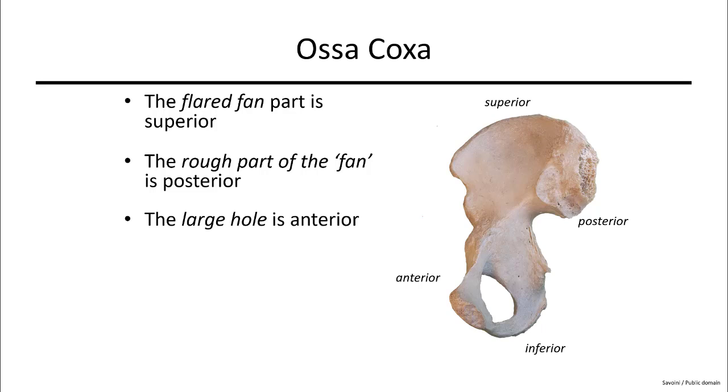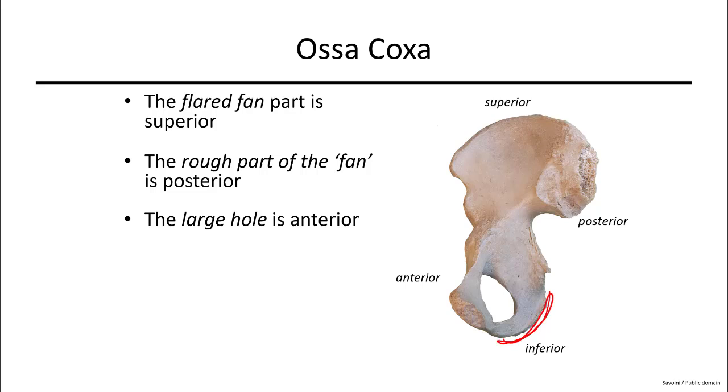To orient yourself to an ossa coxa, if you have a box of bones with you, this time you have this flared fan part here, and that's going to be superior. You're going to hold that up, hold that by your hand. Then you have this rough portion, that's going to go posterior, that's going to go against your sacrum. And this rounded part here is actually what you're going to be sitting on.